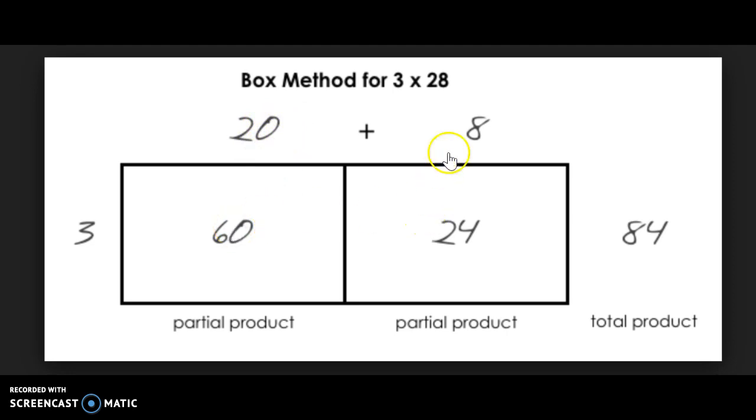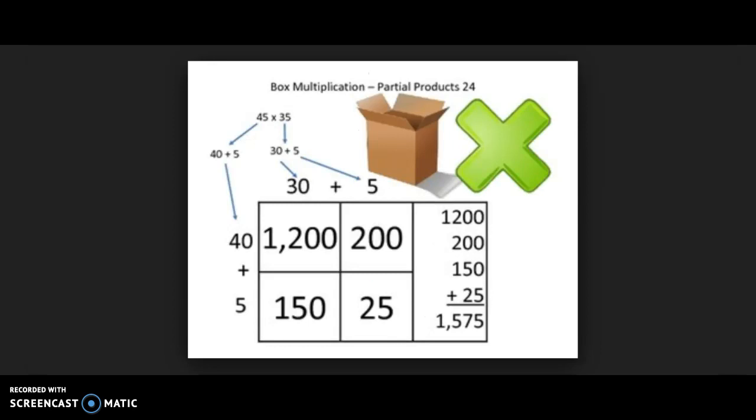Then they move over and they see that the 8 and the 3 meet in this box, so it's again just another basic math fact. 3 times 8 is 24. And then what they do is they add their partial products to get the total product. This same idea works for larger numbers as well.